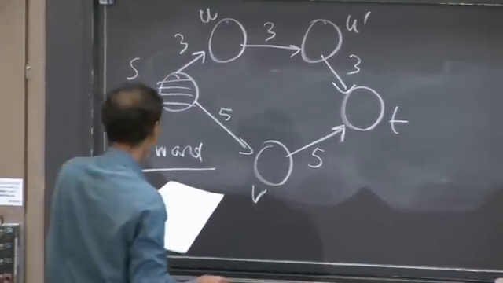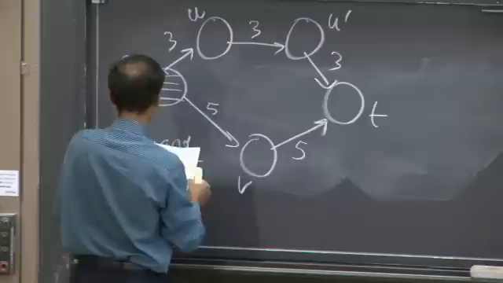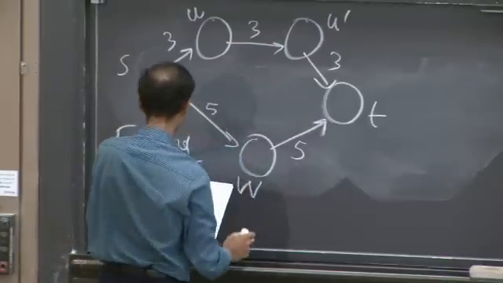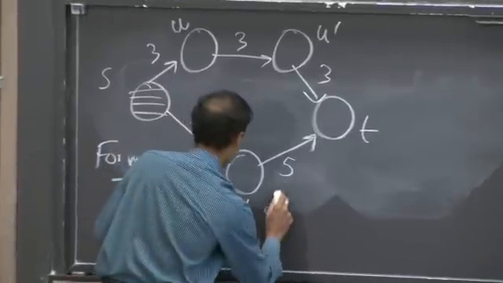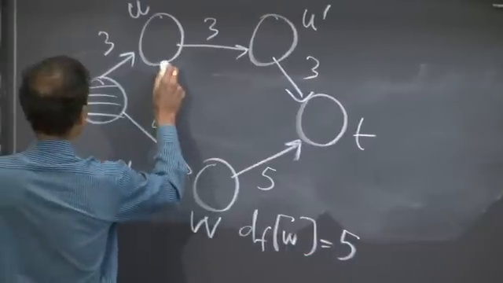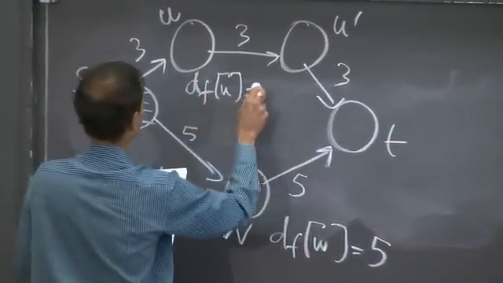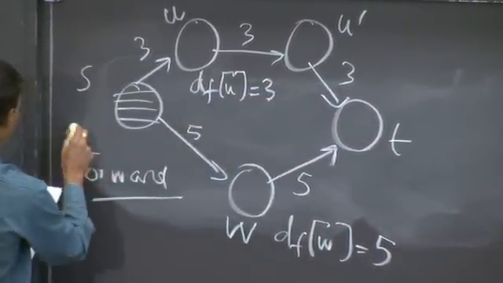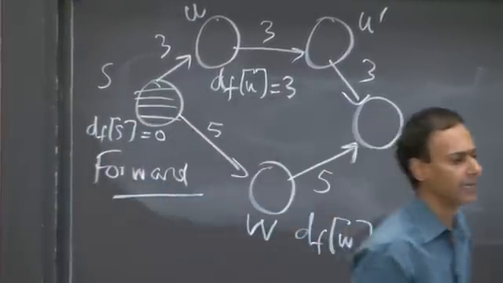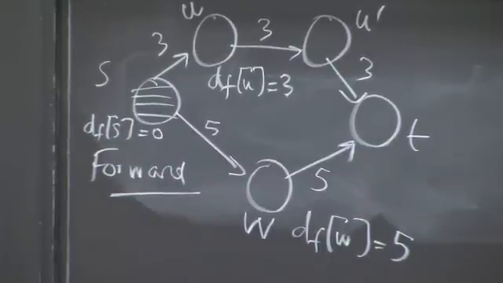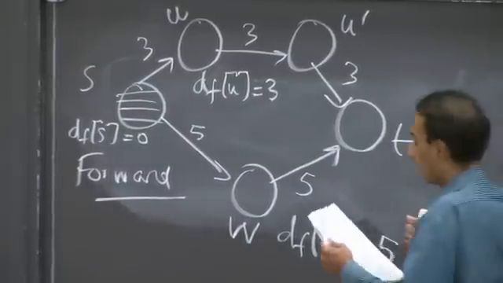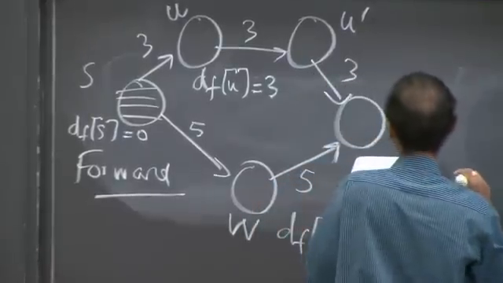In the first step of the forward search, I'm going to be able to set, I'm sorry, this one is W. I'm going to be able to set dF of W equals 5 and dF of U equals 3. And obviously, dF of S equals 0. I'm not going to bother writing the infinities. It's just going to clutter up the board. Stop me if you have questions on anything I'm writing here. So that's a forward search.